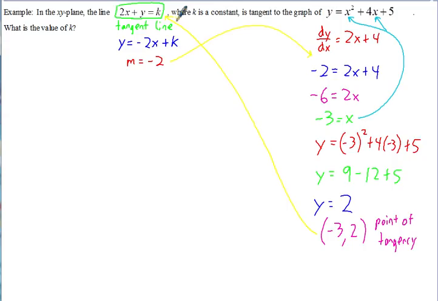So technically, any point on the tangent line would allow us to figure out what k is, but the easiest one to find is our point of tangency. If we do that, we'll get 2 times x is negative 3, plus y is 2, is k. So negative 6 plus 2 is k. So k would equal negative 3.